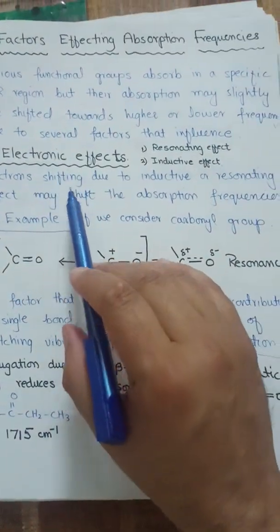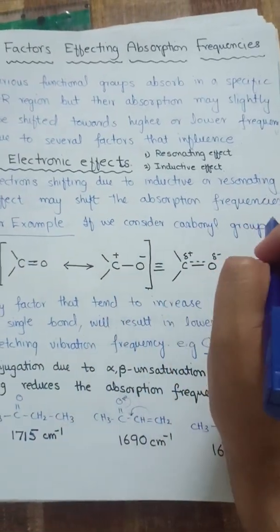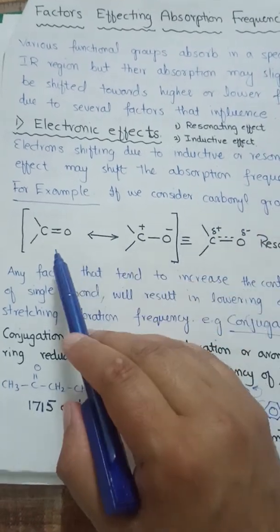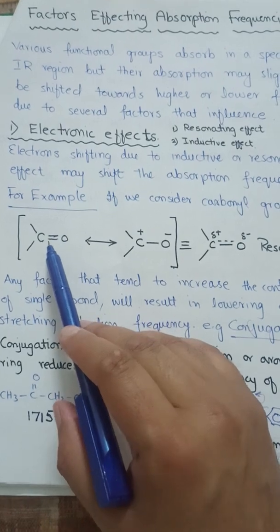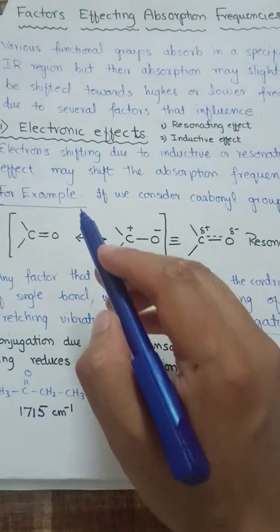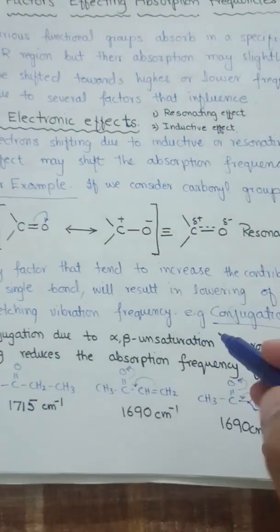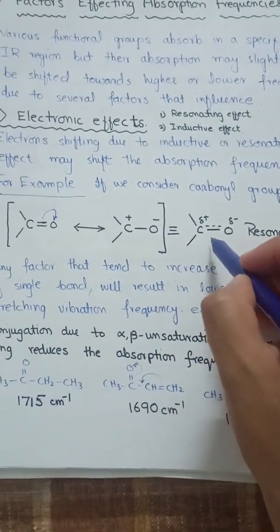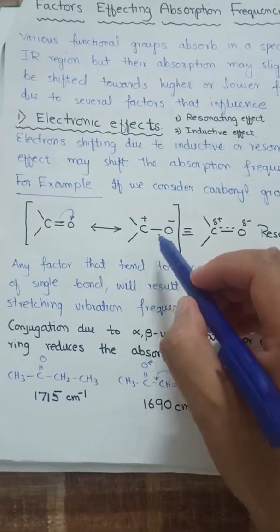So electrons shifting due to the inductive effect or resonating effect may shift the absorption frequencies. For example, if we consider the carbonyl system, here we can observe the double bond between carbon and oxygen can be represented like this. If these pi electrons are shifted here, then we have a resonating structure like this. So now this double bond has partial single bond character.